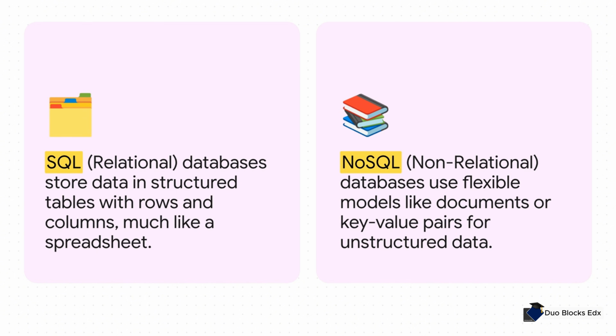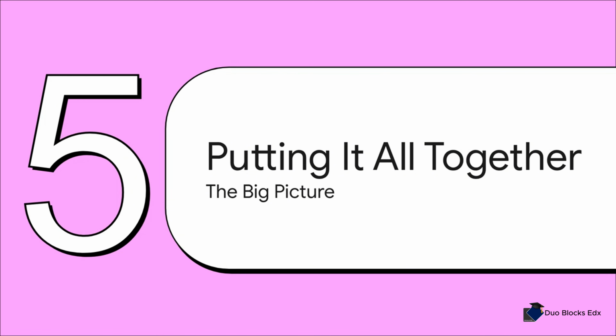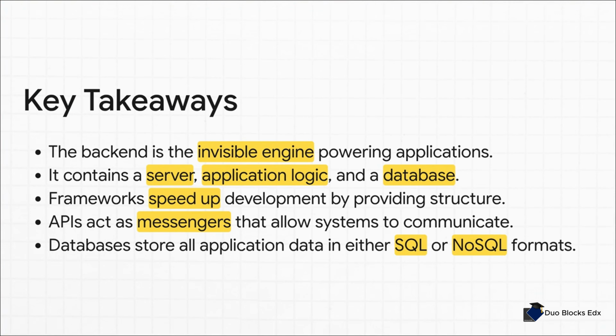Then you have NoSQL databases. These are way more flexible. They can store data in all sorts of different formats, which makes them perfect for handling huge amounts of messy, unstructured data. Whew, okay. We've covered the engine, the toolkit, the messengers, and the library. Let's tie this all together now and make sure the big ideas stick. So let's do a quick recap.